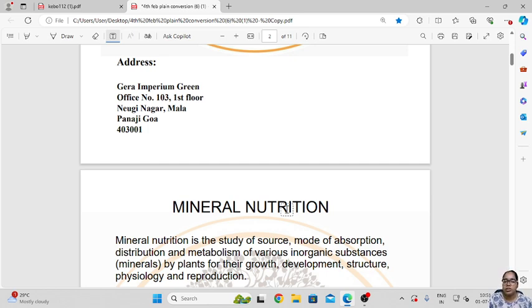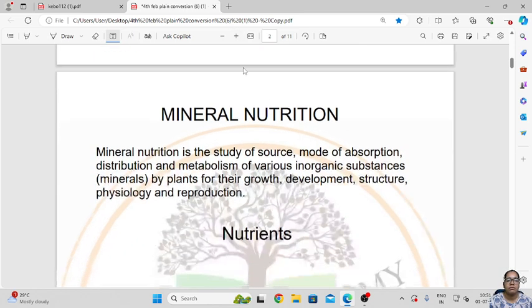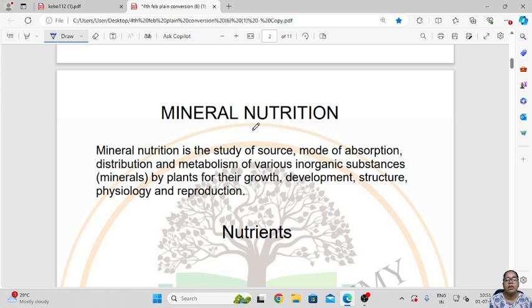So mineral nutrition is the study of source, mode of absorption, distribution and metabolism of various inorganic substances that are minerals by plants for their growth, development, structure, physiology and reproduction.